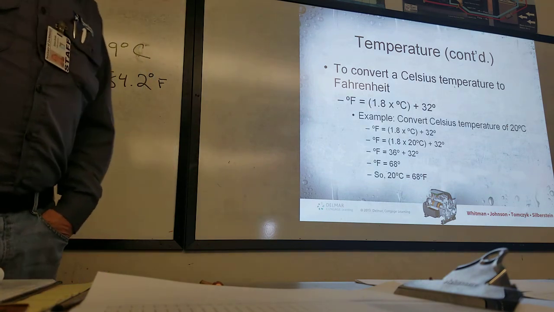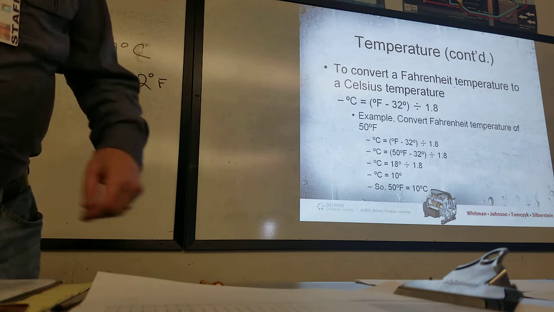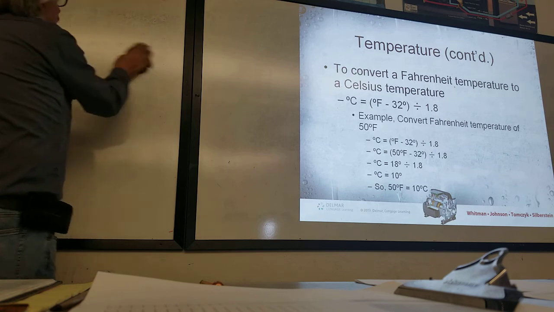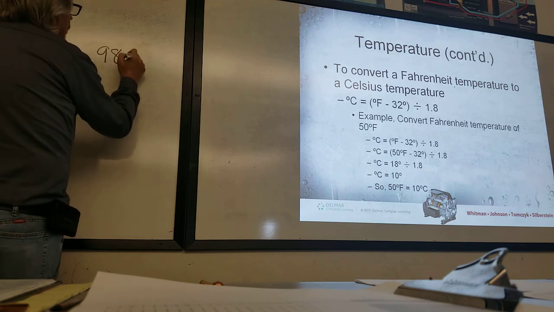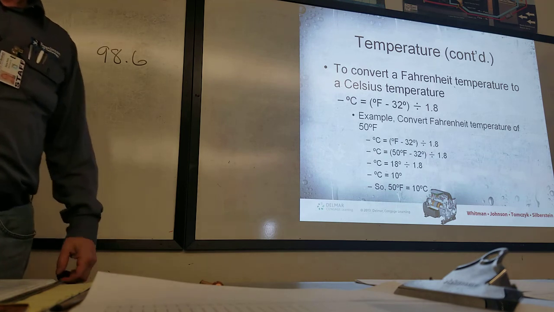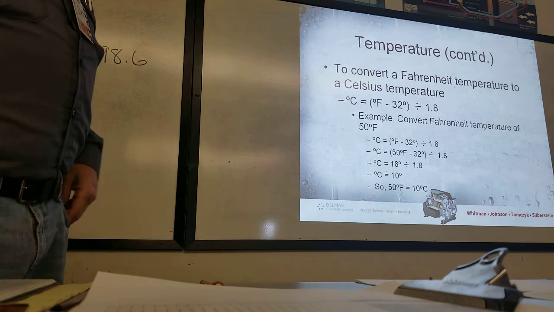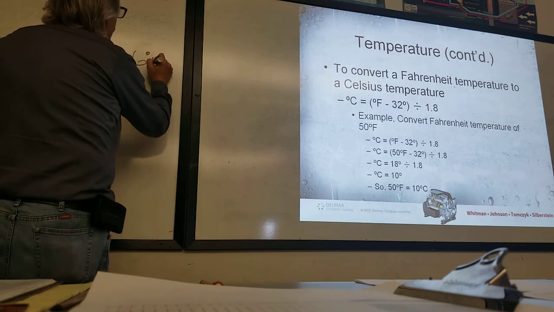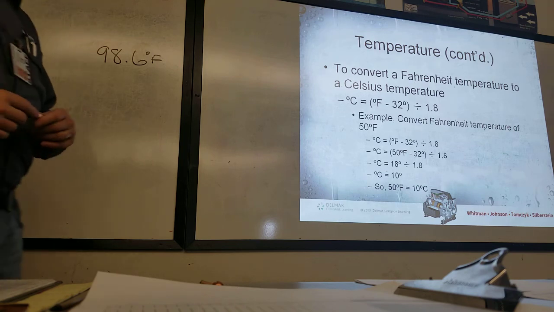Okay. And we can go the other way too. Let's do something we're familiar with. How about 98.6? Why does that sound familiar? That's our body temperature. What is it in Celsius? Fahrenheit minus 32, so it's 37 degrees Celsius.